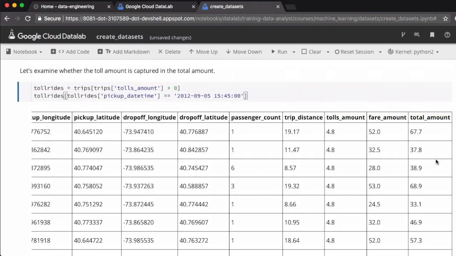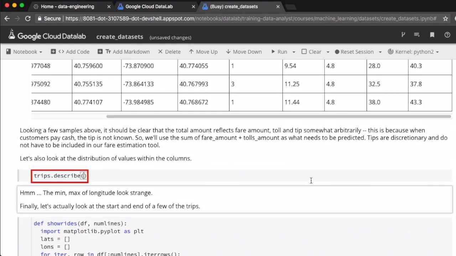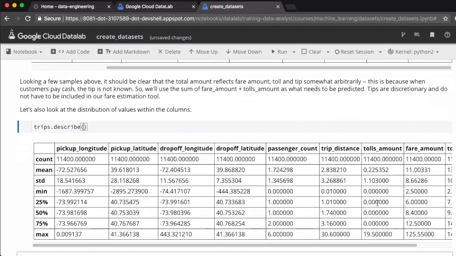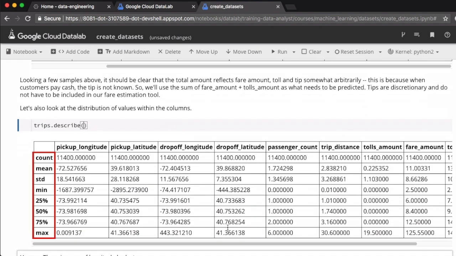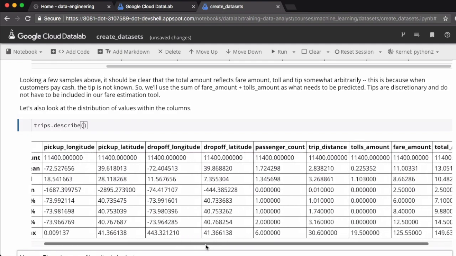Because we are dealing with pandas data frames, we can make use of the describe method on our trips data frame to get a quick summary of the statistical properties of each of the columns. When we do this, we can see that we have 11,400 data points. We also get a sense of the mean, standard deviation, min, max, and the 25th and 75th percentiles. So all of our data points are whole. We have 11,400 values in every data point, so that's a good sign.